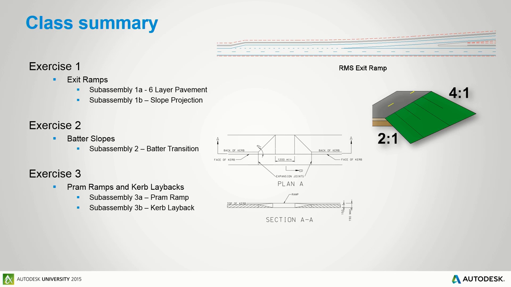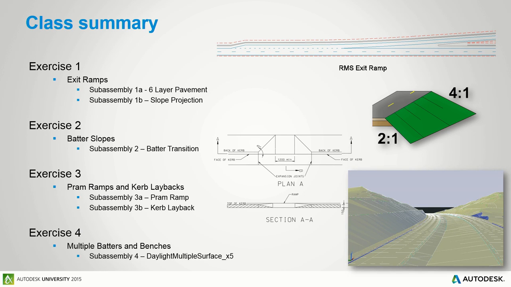Exercise 3, pram ramps and curb laybacks. We're going to build upon what we picked up in exercise 2 with the transitioning formula, and we're going to actually apply it to a real-world pram ramp and curb layback scenario. Traditionally I see these things modelled up using feature lines in Civil 3D. I'm pretty lazy. I don't like to actually do that. I like things that are dynamic and are going to stay linked back to my parent corridor. So we're just going to build this and actually use it as part of our corridor.